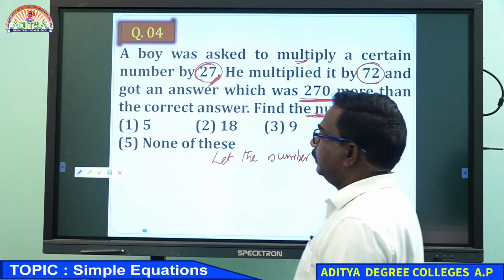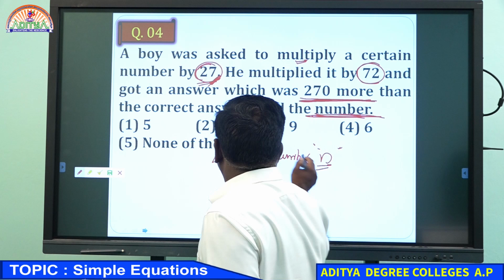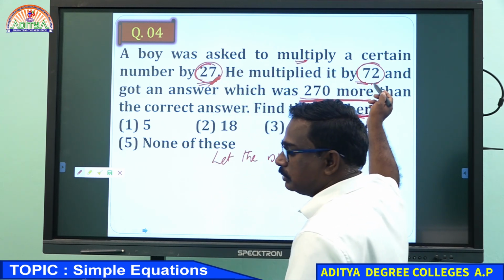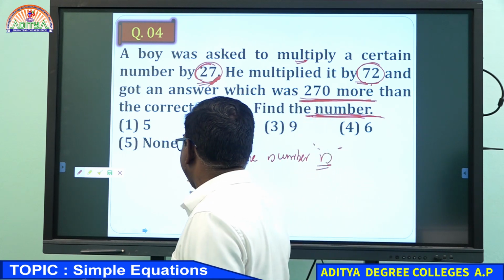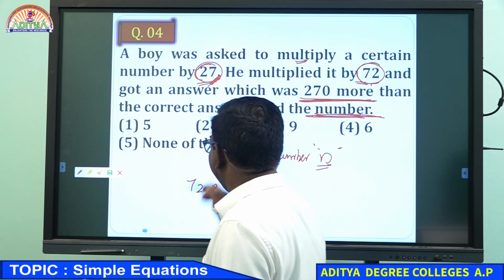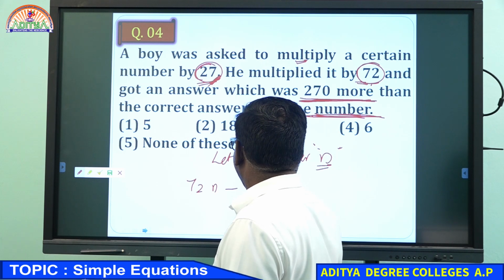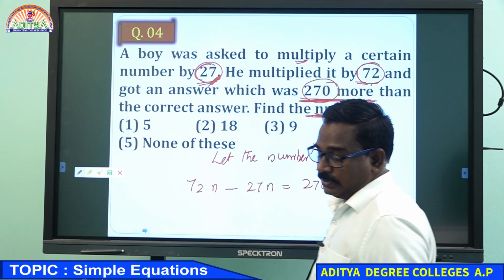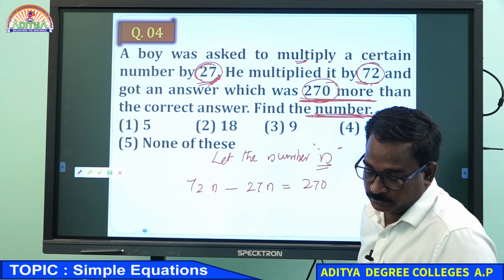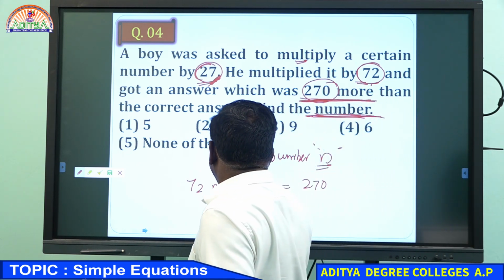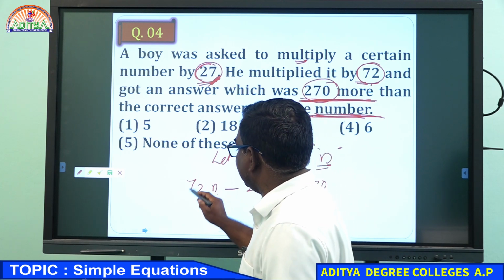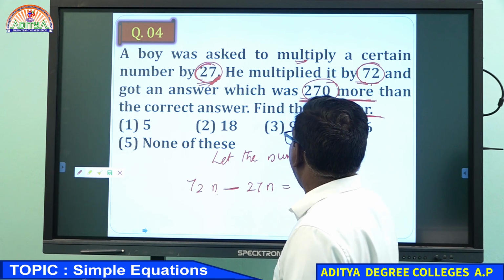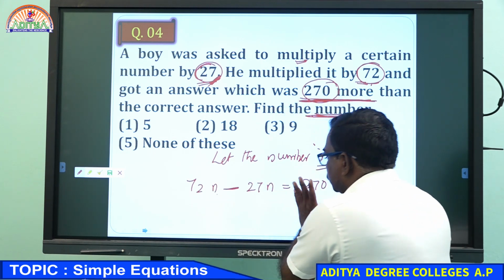What happened here? You need to multiply n by 27, but you multiplied by 72. Is 27 more or 72 more? 72 is more. So 72n minus 27n. The difference we got is 270. This number times 72, the same number times 27, the difference we got is 270 more. The difference between these two is 270.